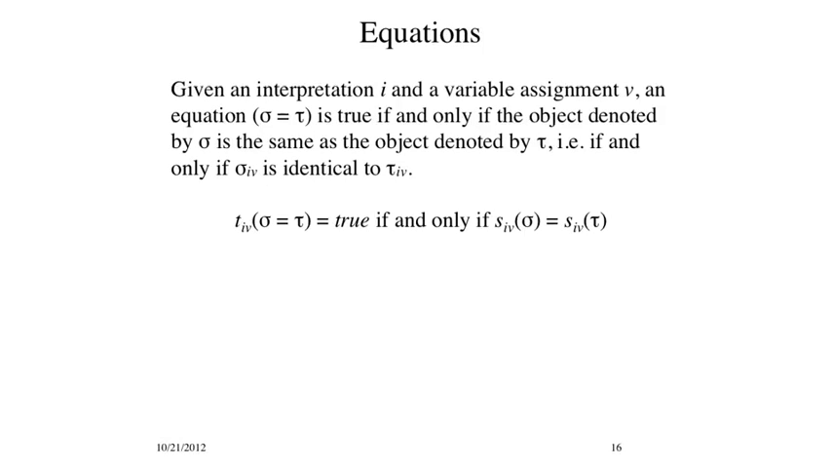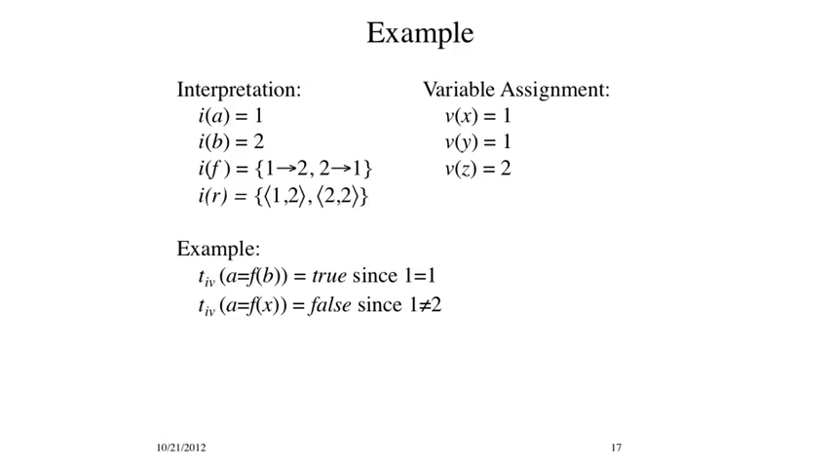Given an interpretation I and a variable assignment v, an equation sigma equals tau is true if and only if the object denoted by sigma is the same as the object denoted by tau. If and only if the semantic value of sigma is identical to the semantic value of tau. For example, given the interpretation and variable assignment shown here, we can see that the object constant a and the term f of b have the same value assignment, and hence the equation a equals f of b is true. Conversely, a and f of x have different values, and hence the equation a equals f of x is false.